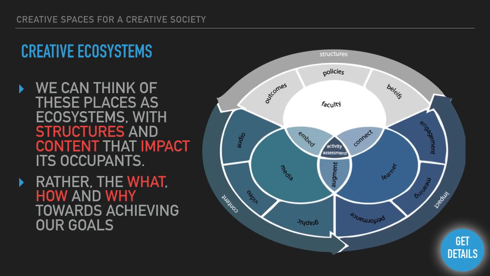Thinking about spaces and how they operate on people can be understood on ecological terms. An ecosystem has structures, content, and impact. They shape what, how, and should follow why we do something.